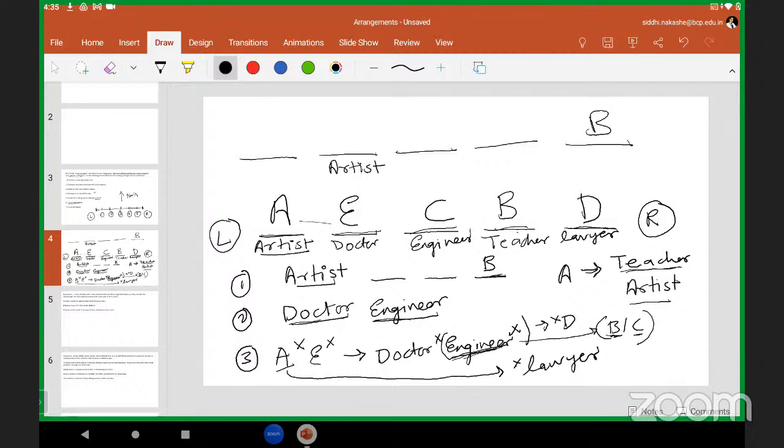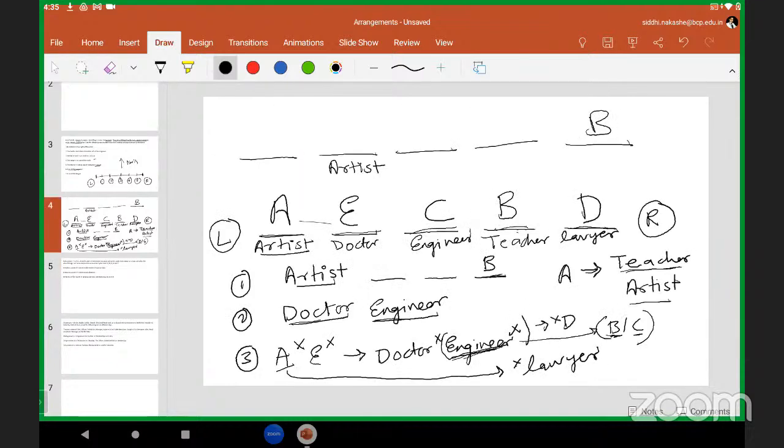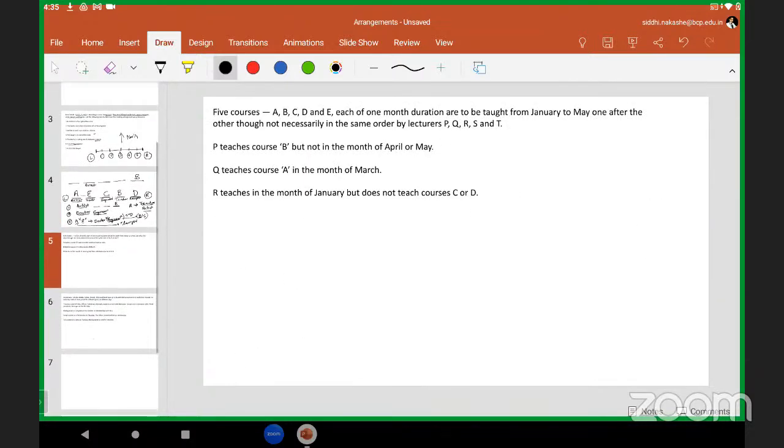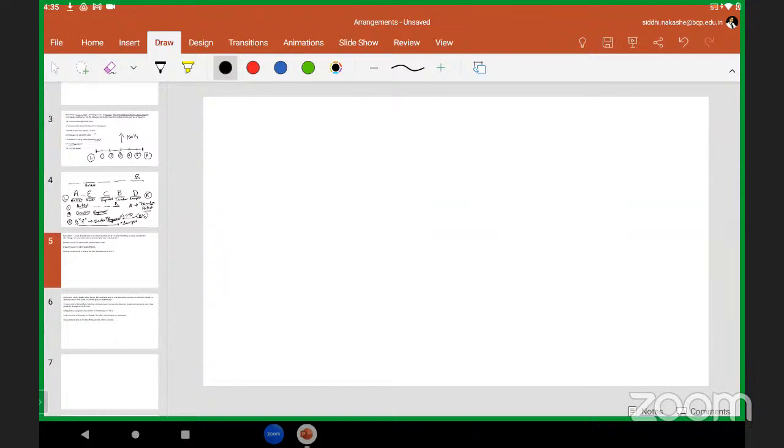So again, A, you cannot be artist and engineer. Fine, fine, fine. Just look after this will look. We'll have to revise this one. Let's look at this first. There's some mistake by me. The doctor says, okay.